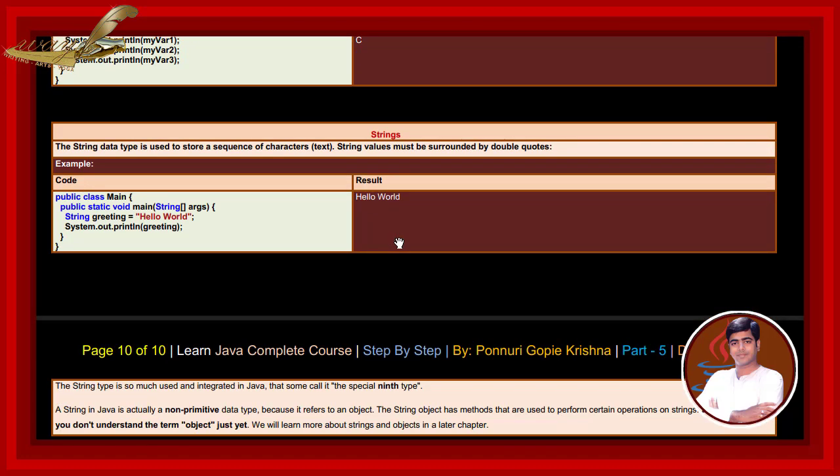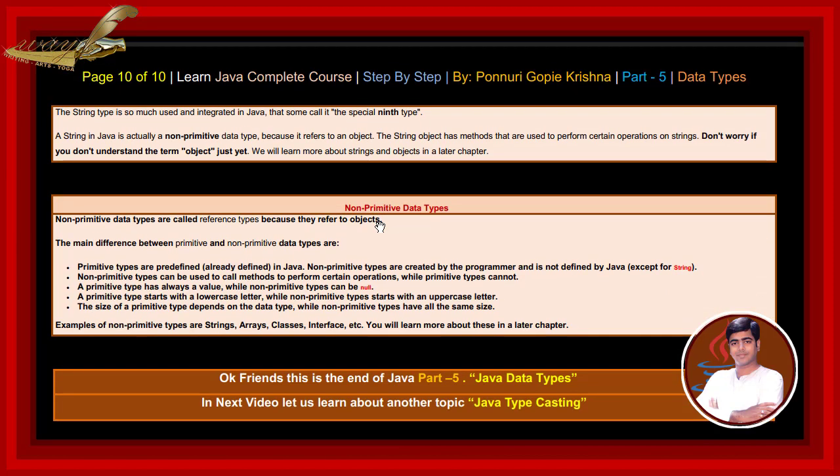Strings. The String data type is used to store a sequence of characters. Text string values must be surrounded by double quotes. See here, double quotes, Hello World. See, the Hello World printed. The String type is so much used and integrated in Java that some call it the special ninth type. A String in Java is actually a non-primitive data type because it refers to an object. The String object has methods that are used to perform certain operations on strings.